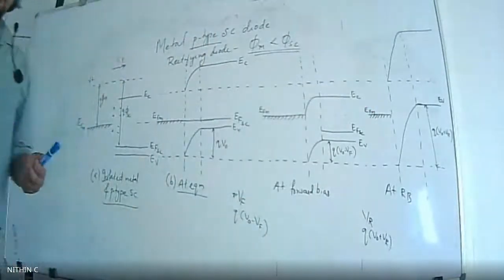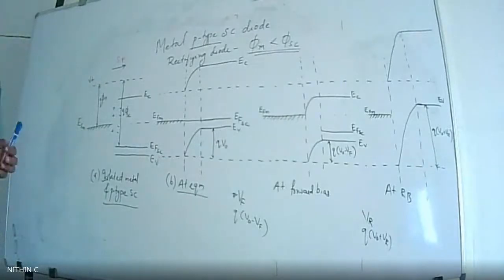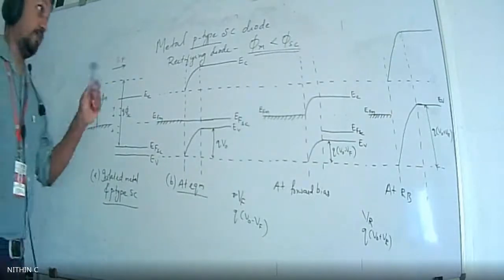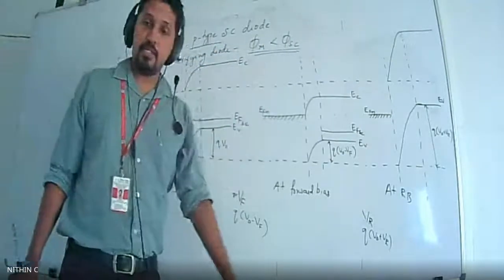So this topic is very important. Metal N-type and P-type semiconductor energy band diagram. You should definitely study this. And we have only mentioned about what? Rectifying diodes. So, phi m less than phi s in the condition.